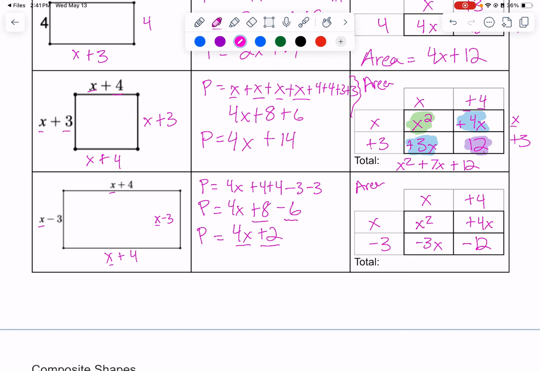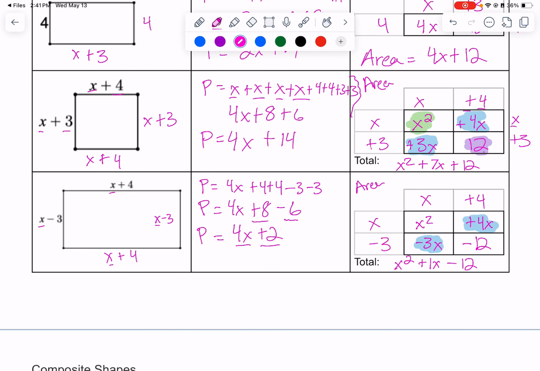In this situation, the total area would be x squared by itself, but the x to the first power terms can be combined. So that's going to be -3, but +4. When you combine those two numbers together, that's +1, because 4 minus 3 is a +1. So we have +1x, and then we finish with -12.